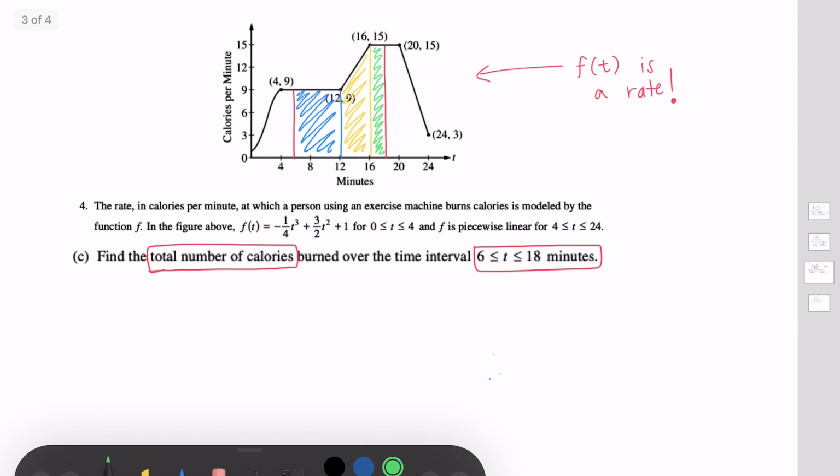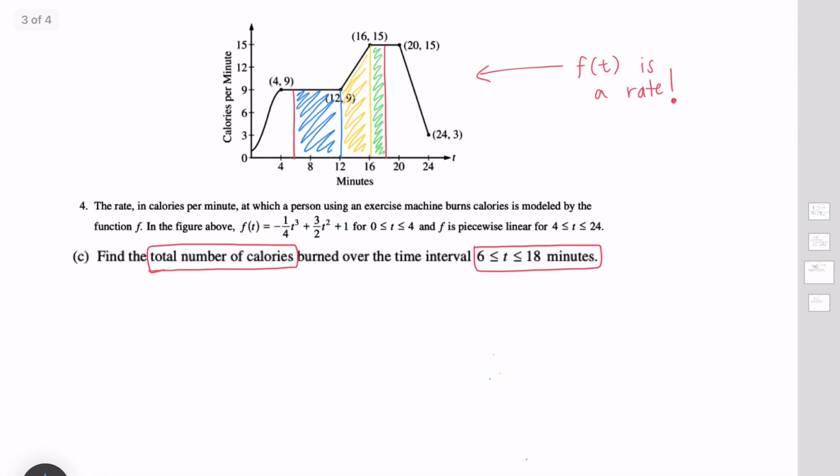And I'll start writing our setup right now. So the total number of calories from 6 to 18 would be the integral from 6 to 18 of f of t dt, which we'll find geometrically again by considering the areas under the curve. Let me call them something. So this will be 1, 2, and 3. So that first area, the blue area in the graph, we'll need to consider the area of a rectangle. That's length times width, or base times height.